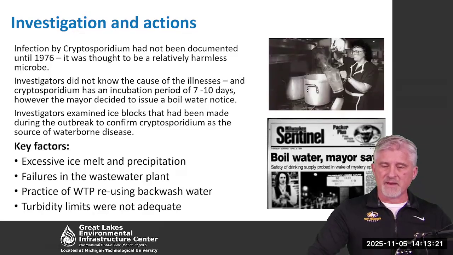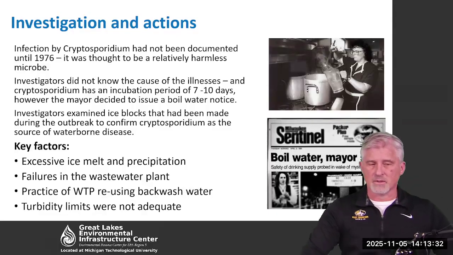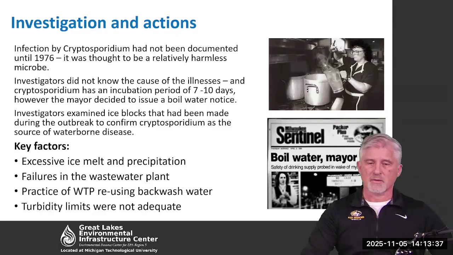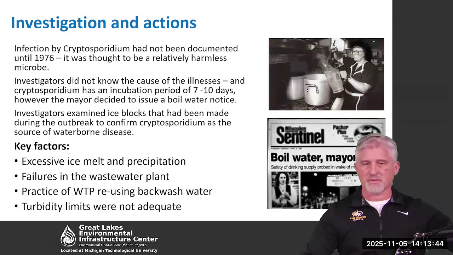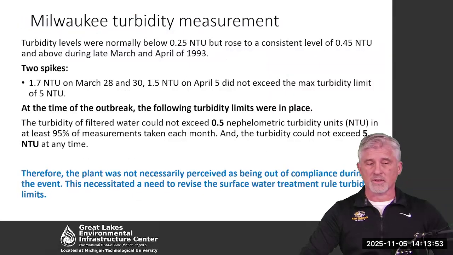So we said some of the key factors that caused this were excessive ice melt and precipitation. They had failures at that wastewater treatment plant. The water treatment plants had this practice of reusing their backwash water. And in fact, that was concentrating these impurities, probably the crypto, so that backwash would come back into the front of the plant. So they kept pulling this back through. And then the turbidity limits, we'll see, were not adequate. They've changed considerably since this outbreak and as a result of this outbreak.